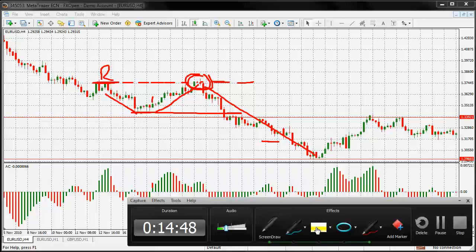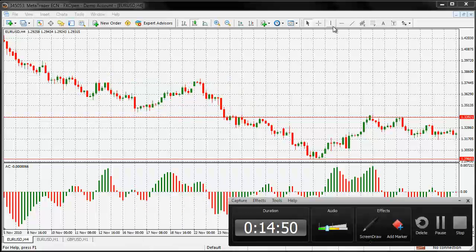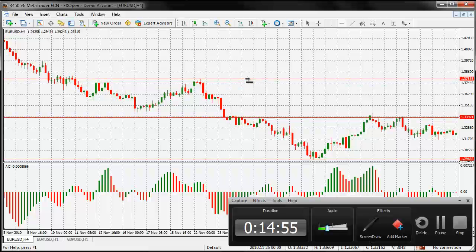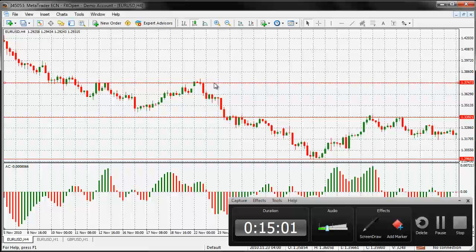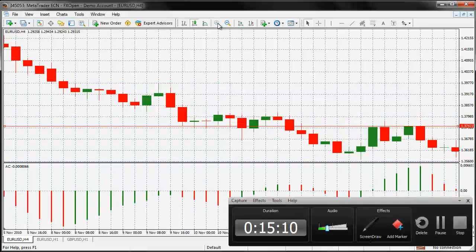Alright, so let's take that screen drawer pen off. So my target for my TP is going to be around about there. I wouldn't put it right at the top of the wick. The best places to put your TPs, or your projected take profit targets, will be to really just get it above the body.